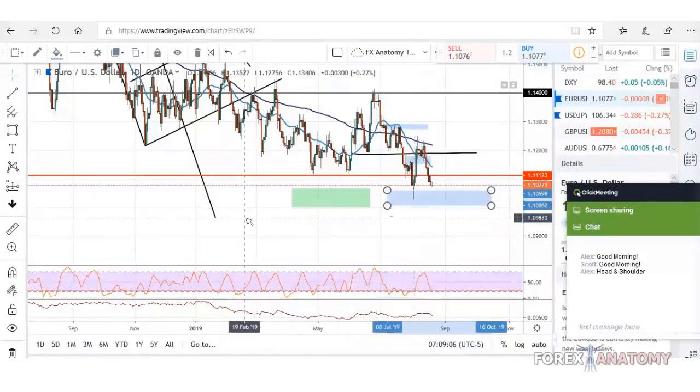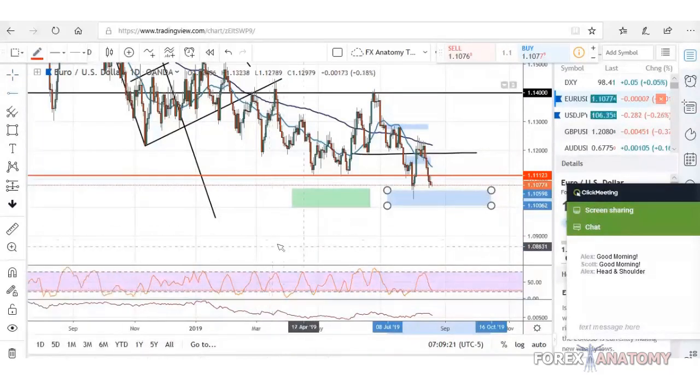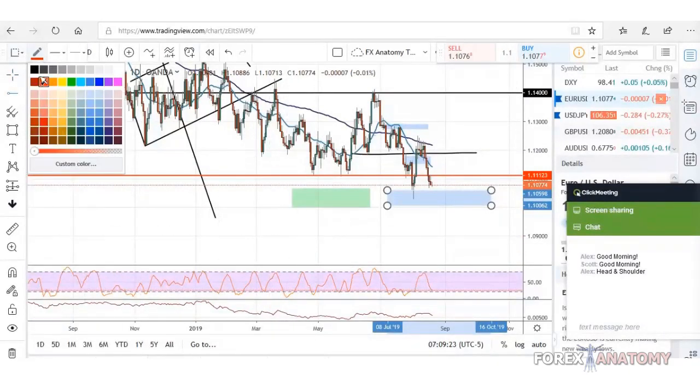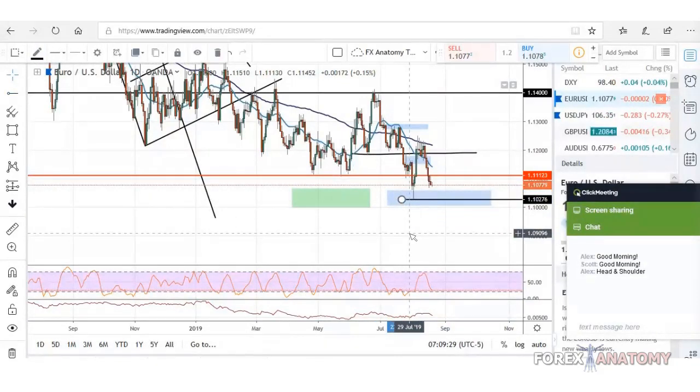Usually the yearly lows function as zones of support, or demand. So I'm going to place a line or marker right around here where that yearly low is, because there's a possibility for price to retest this low right here.